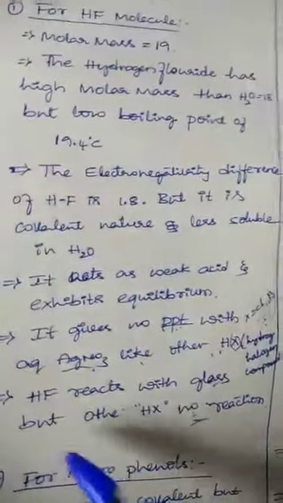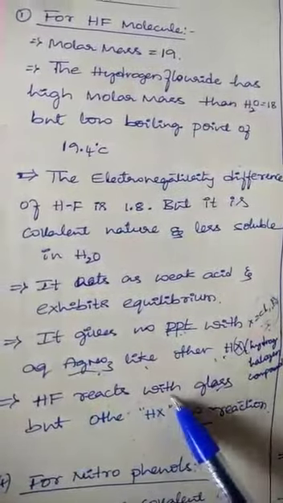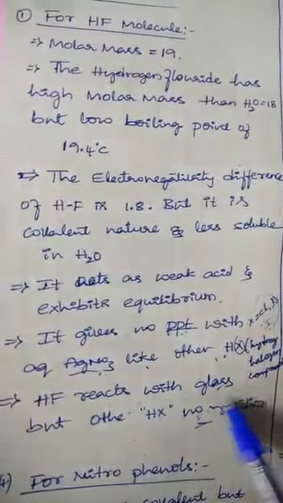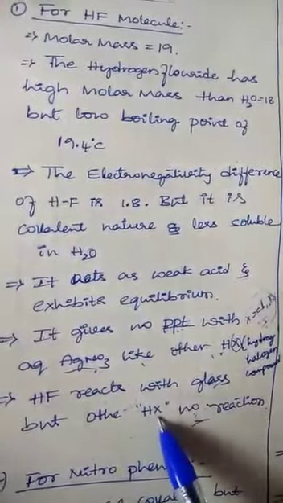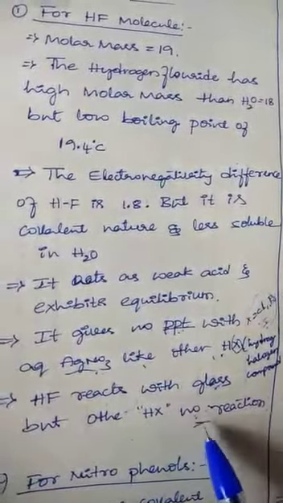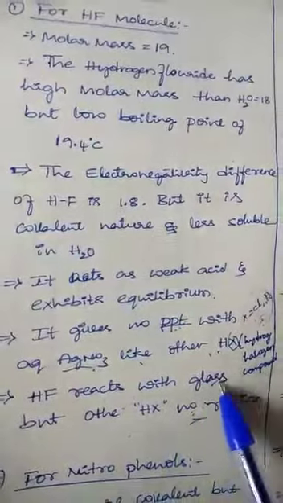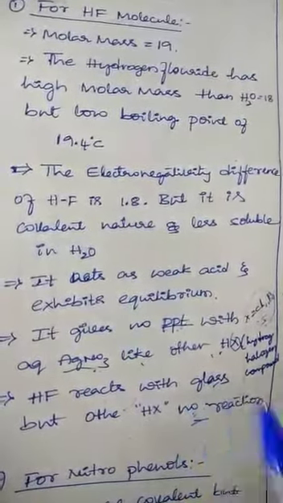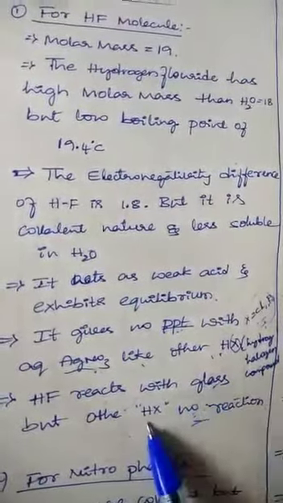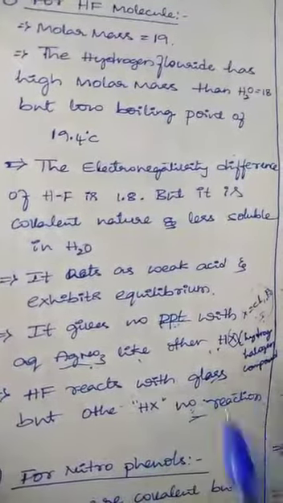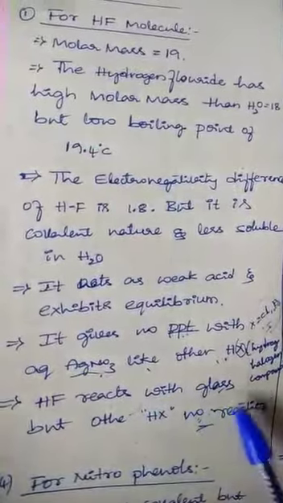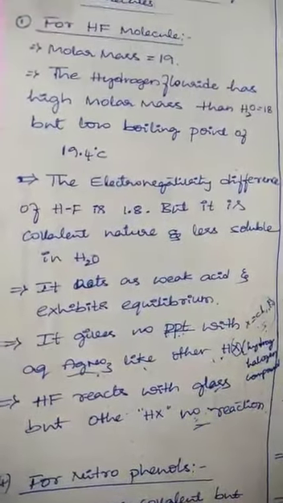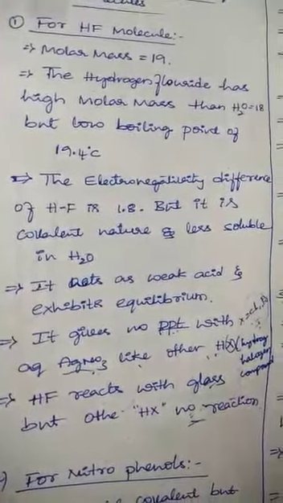The next point is that hydrogen fluoride reacts with glass, but other hydrohalogen compounds do not. No reaction occurs between the other halogen compounds and glass, but in the case of hydrogen fluoride, it reacts with glass. Right, this is about the hydrogen fluoride molecule.